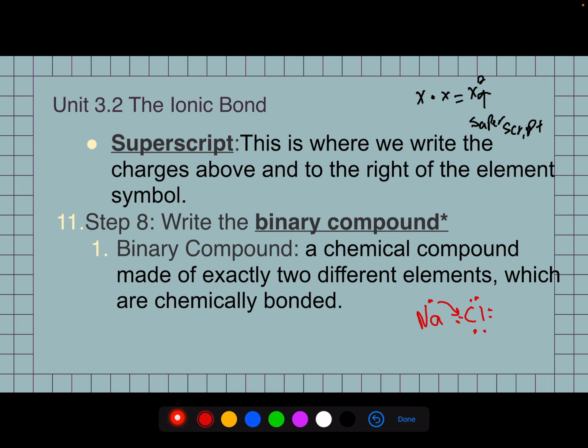And we give it over here. Now this is gone, right? We get a binary compound, so it's exactly 2 different elements which are chemically bonded. Okay.